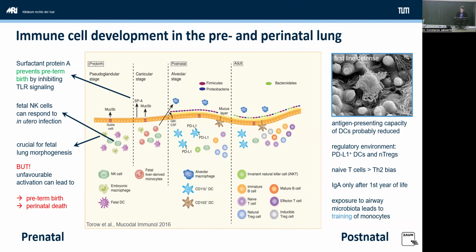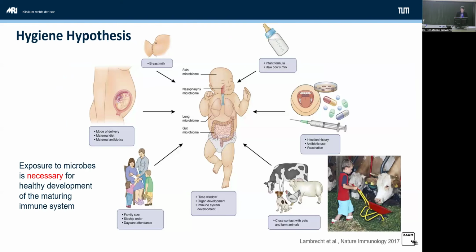Important here is that the exposure to airway microbiota, which starts to populate the airways following birth, during the normal birth process or also due to breastfeeding, leads to the training of these monocytes. This exposure, due to the hygiene hypothesis that was initially brought up by Frau Professor von Mutius, is necessary for healthy development of the maturing immune system.